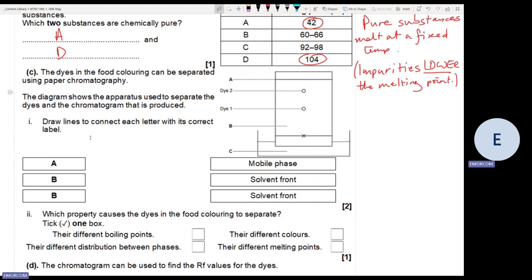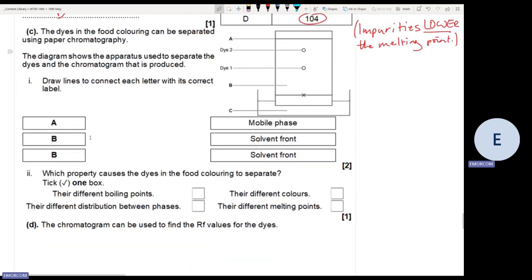C part 1 says, the dyes in the food colouring can be separated using paper chromatography. The diagram shows the apparatus used to separate the dyes and the chromatogram that is produced. Draw lines to connect each letter with its correct label. So we should know that the solvent front is how far the solvent reaches. So A is the solvent front.